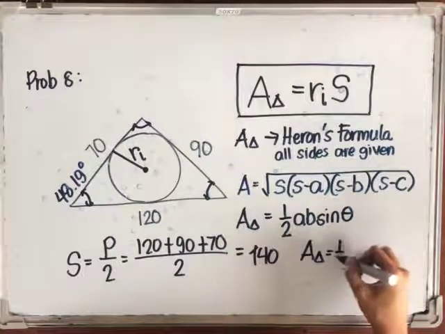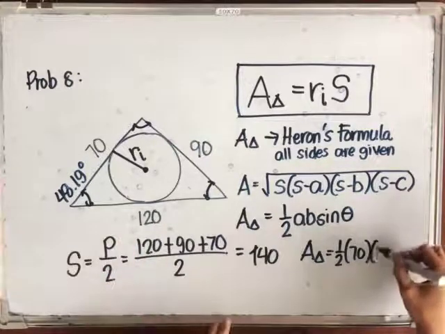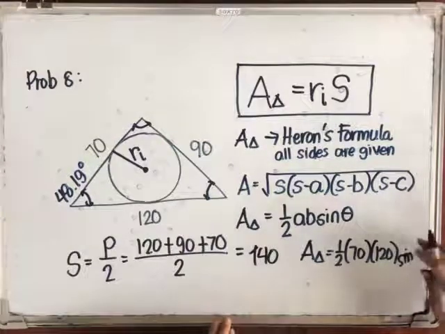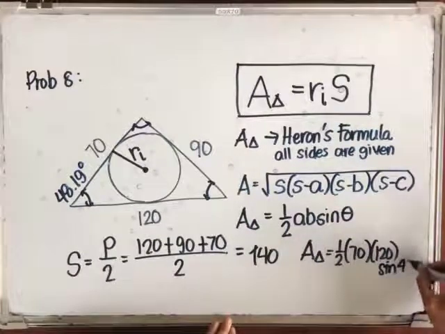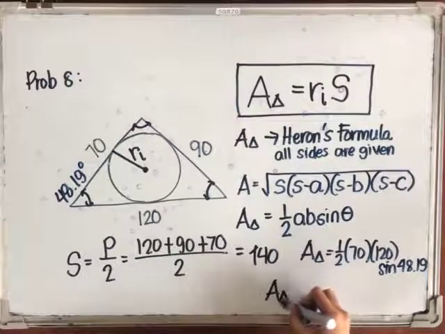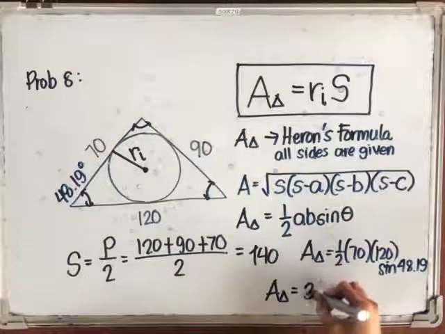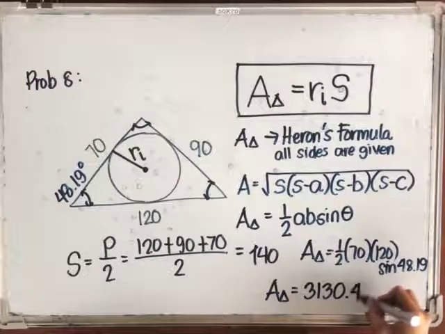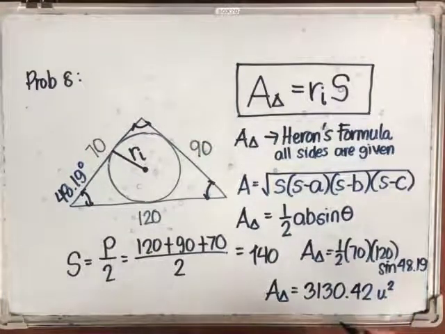Area ng triangle would be 1/2. A natin is 70. B is 120. And you have the sine of angle, sine of 48.19. Okay? Computing that would give us the area of the triangle equal to around this one, 3,130.42. So, kung may mga discrepancies kayong nako-compute na sa decimal point lang, acceptable naman na yun, no?